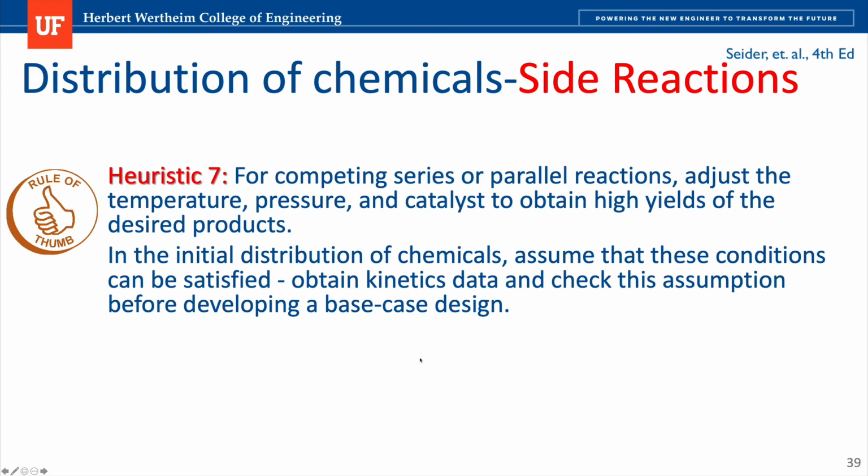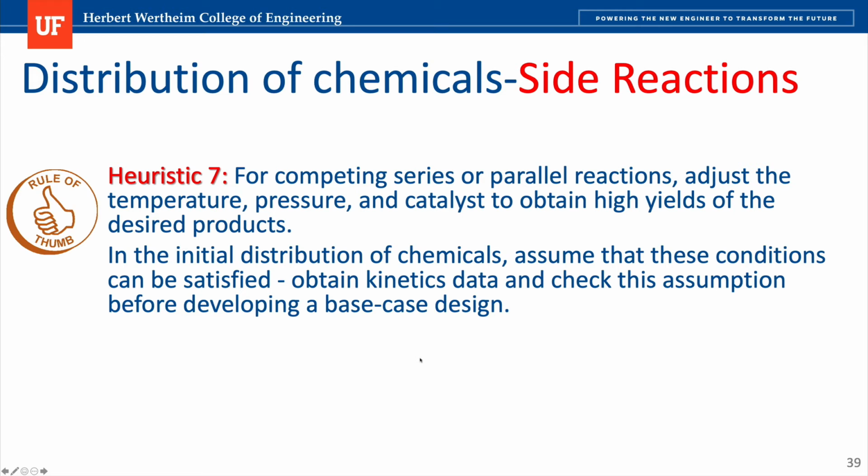So now with the side reactions, I have told you that side reactions are important to be added to the reactor. For competing series or parallel reactions, adjust the temperature, pressure, and catalyst to obtain high yields of desired products. In the initial distribution of chemicals, assume that these conditions can be satisfied, obtain kinetic data, and check this assumption before developing a base case design. So this is the stage that we are at right now, right? We are trying to gather that information, and then once the base case is close to final, we're going to corroborate those assumptions in the process.